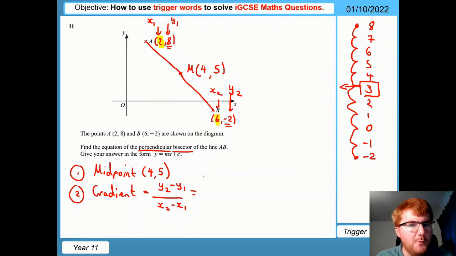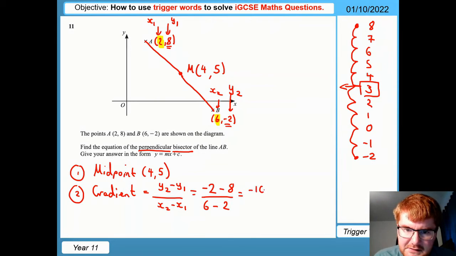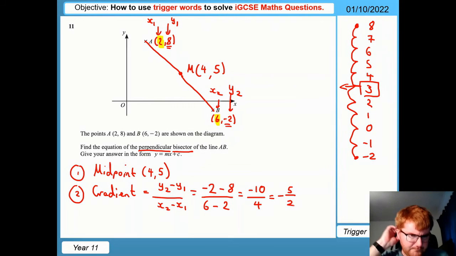If we substitute in the formula carefully here, y2 is equal to minus 2. We've got minus, and then we've got an 8 here. So just be very careful with the formula. And then we've got x2 is 6, 6 minus 2. And if we work this out, we get minus 10 at the top here over 4, which we can simplify down, of course. So we divide by 2 top and bottom. We then get minus 5 over 2. So that's my step 2 here. I've worked out the gradient between the 2 points.